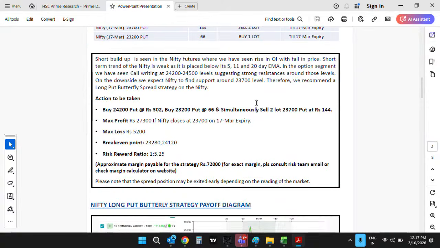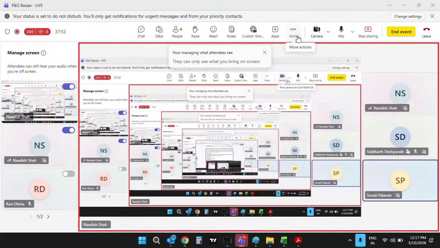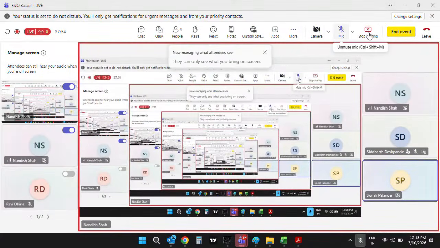Okay, so for the intraday we have a bullish strategy, and from a positional perspective we have a bearish strategy, to encash upon both of the trends. Siddharth, can you add your concluding remarks for today's session?